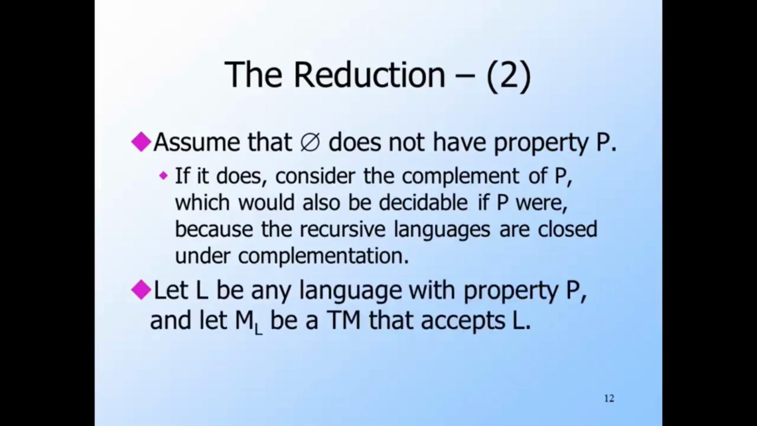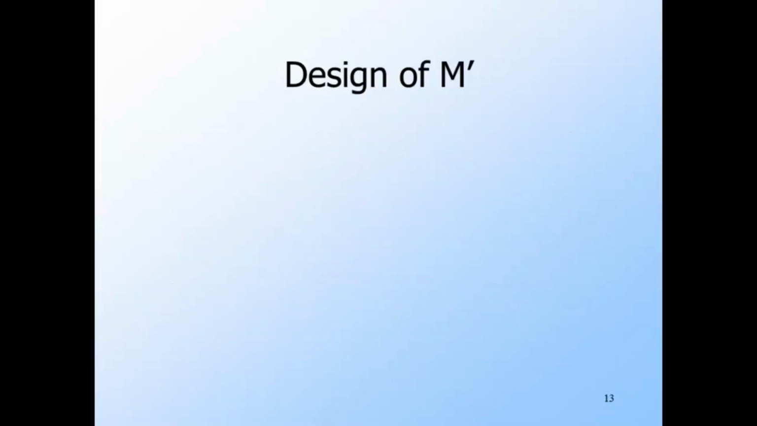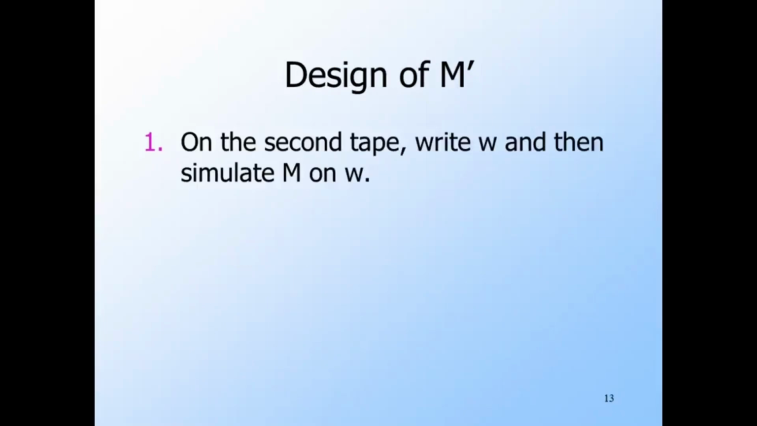So let L be any language with property P. We know L exists because P is not trivial. Also, let M sub L be the Turing machine that accepts L. Here's how M prime behaves. To begin, M prime writes W on its second tape. It can do that because the transducer, seeing W, generates a sequence of states that write W one bit at a time. M prime, from its start state, enters each of these states in turn.